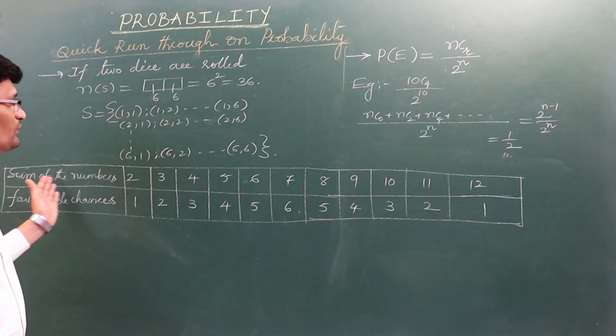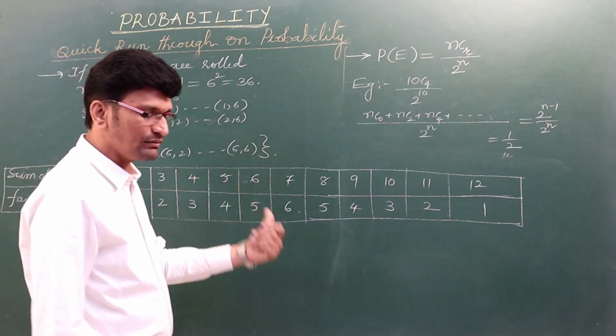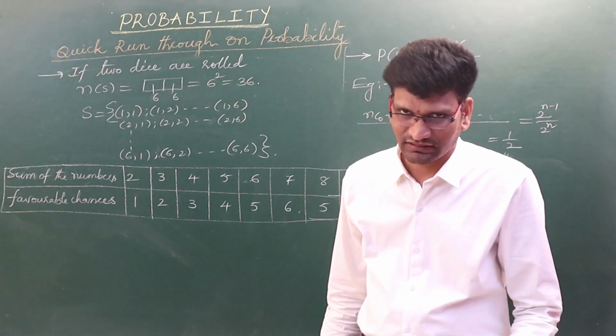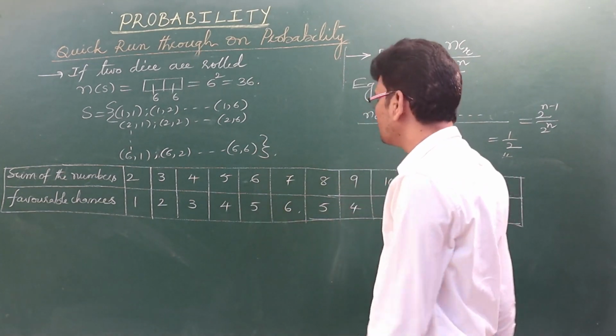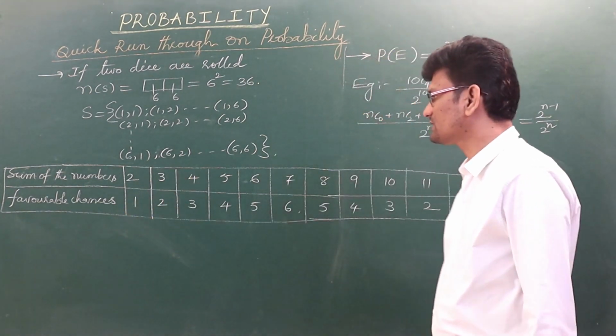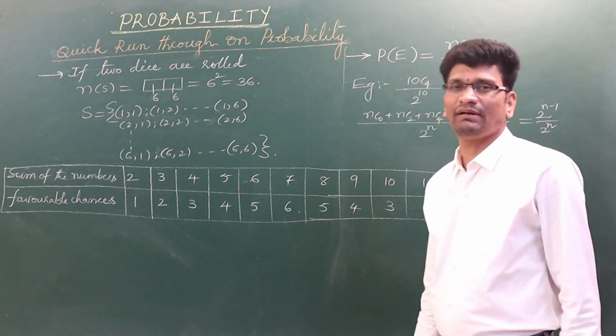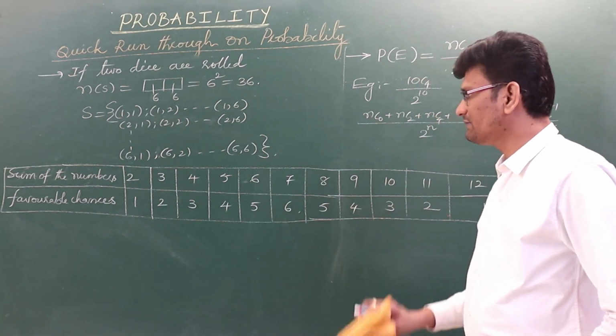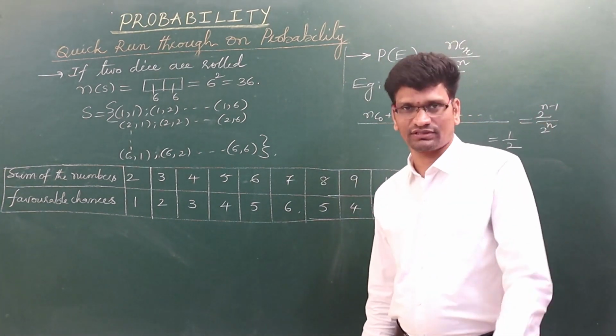Now I am framing so many questions on this table. Better to remember this table. No need of searching for the favorable chances. Minimum sum is 2 and maximum sum is 12. You write the numbers 2 to 12, and whatever the answer in the first blank, you will get the same in the last. Okay.